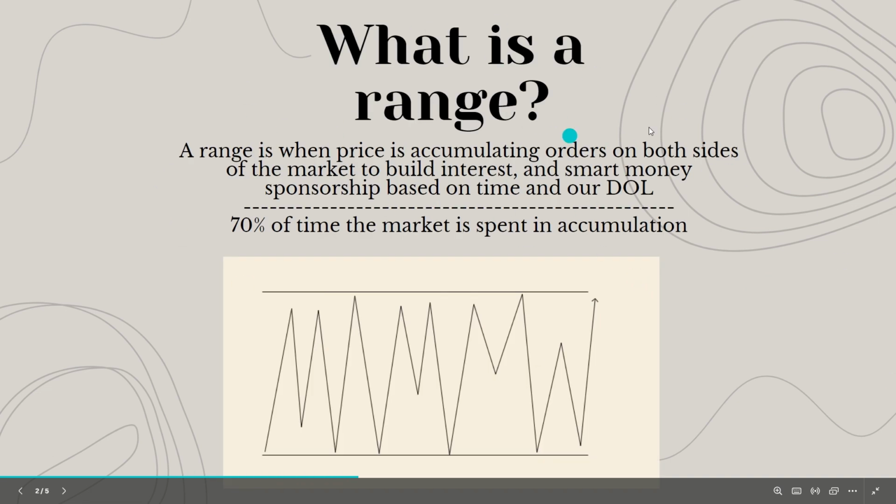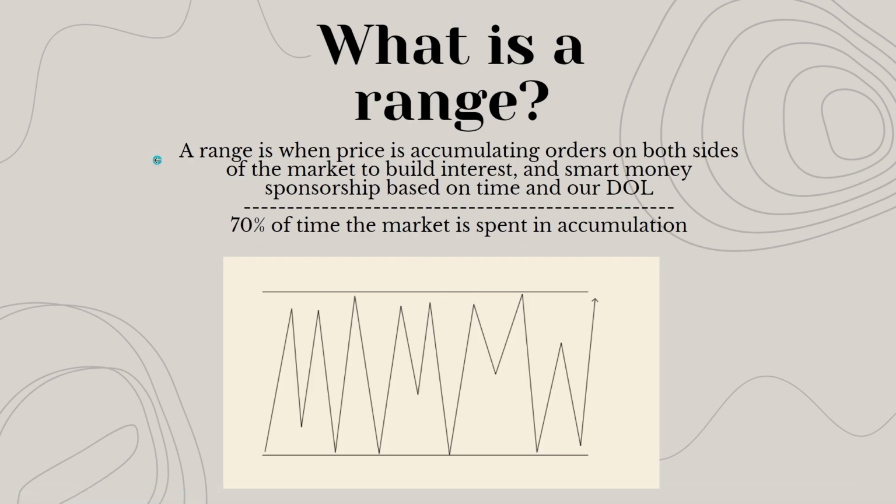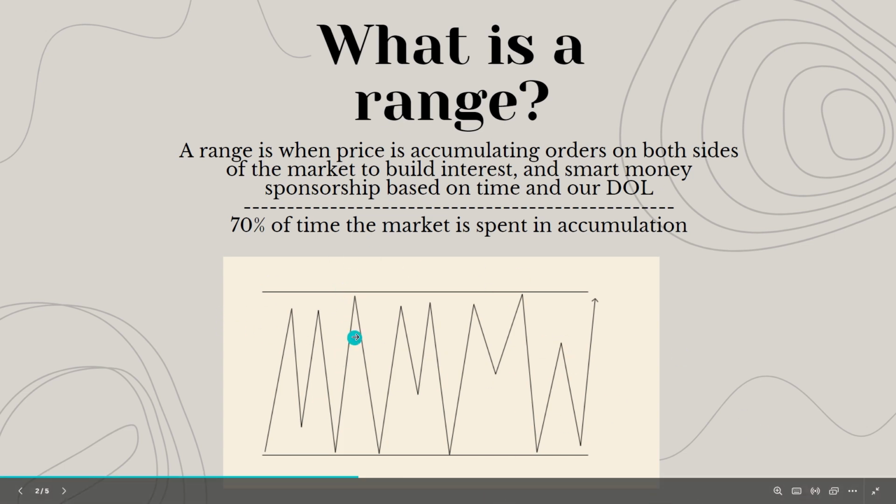So first we'll be talking about what is a range. A range is when price is accumulating orders on both sides of the market to build interest and smart money sponsorship based on our time and our drawn liquidity. 70% of the time, the market is spent in accumulation, according to ICT, and from what I've heard from Romeo. So this is just an example of a range. There's not really much movement.